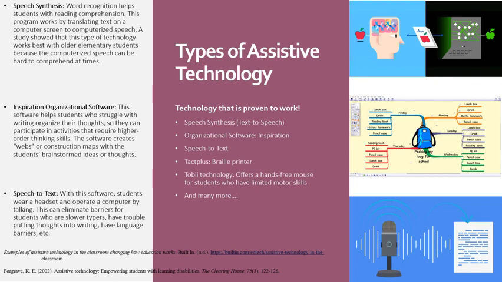So let's say a student is really struggling to type or even use a mouse. That doesn't mean that they have to sit there and not do work on technology that other students are. With Tobii technology, these students can use the mouse with their eyes and go through a program that you design for them.